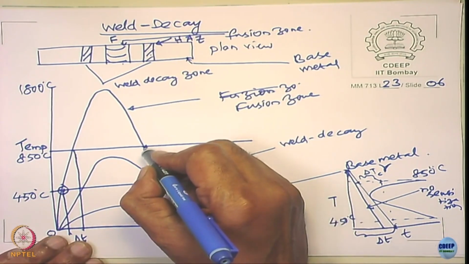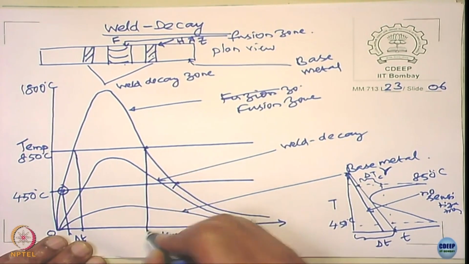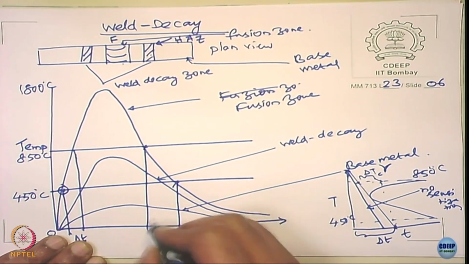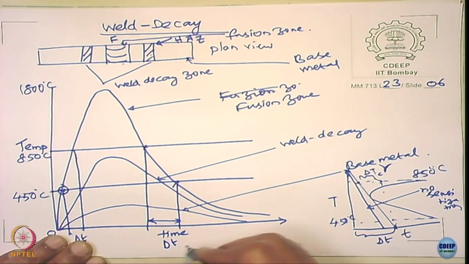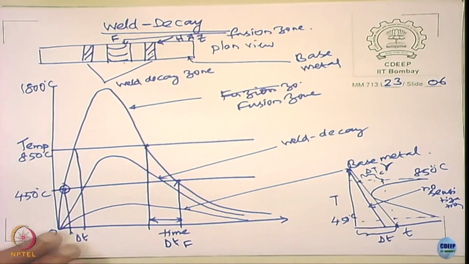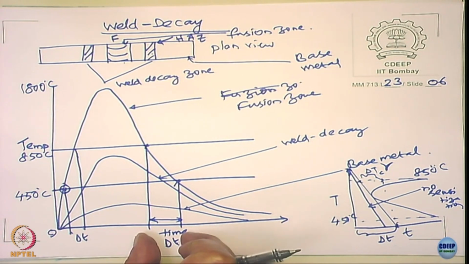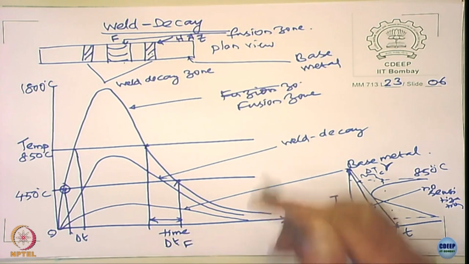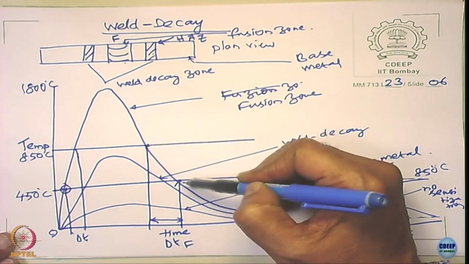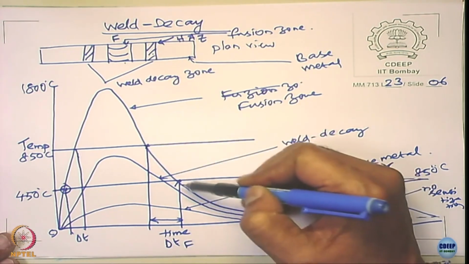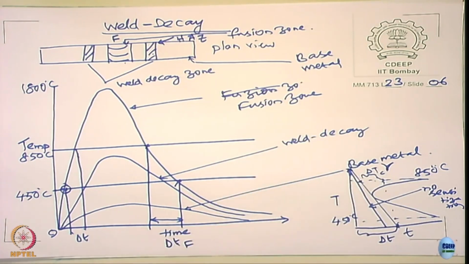So, this is the delta T, the fusion zone, am I right, where the material is held in the sensitization temperature region, am I right, isn't it? It starts at this temperature, it ends here, because below this no problem. So, this is the time it has been kept in the temperature region of 450 to 850, right.